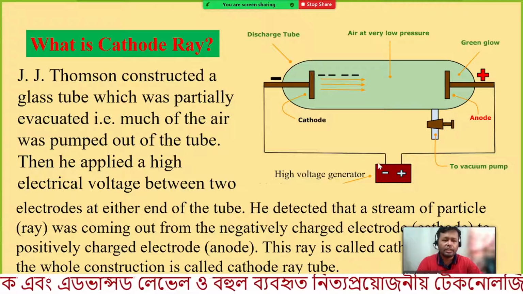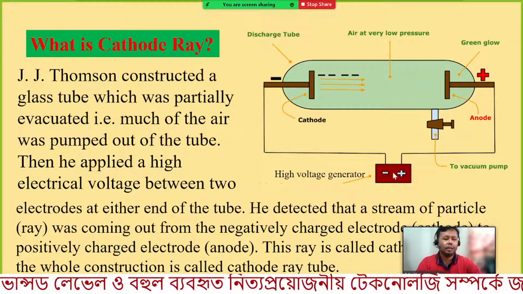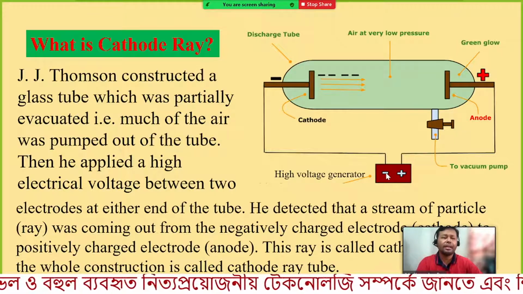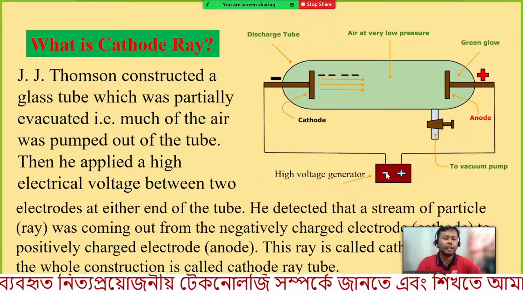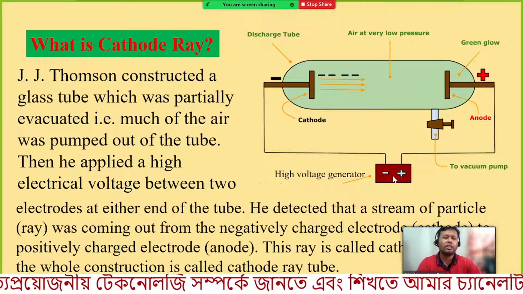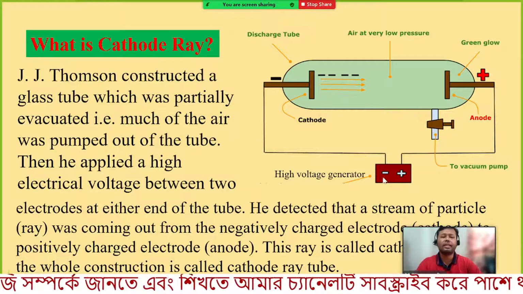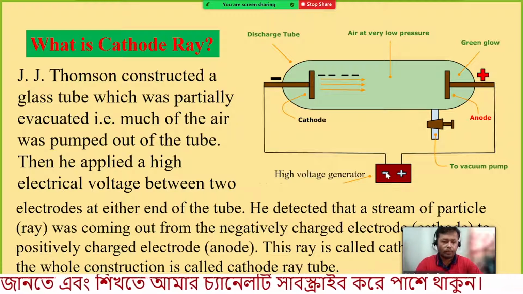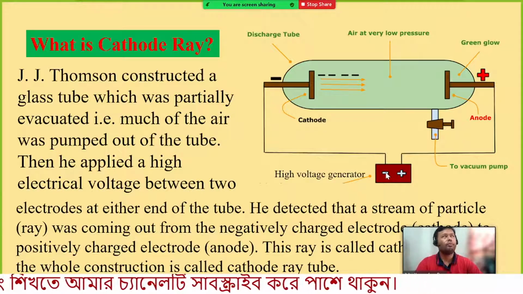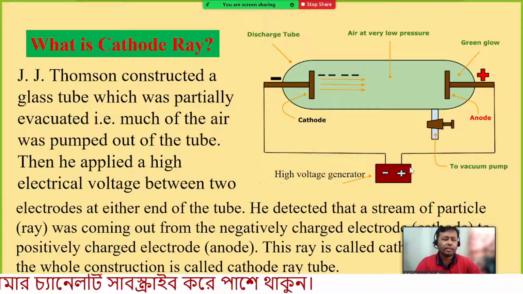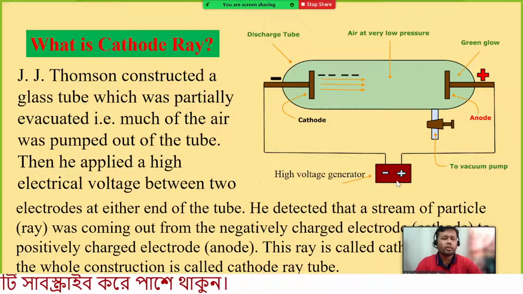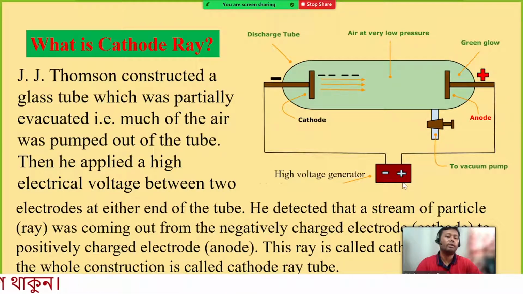This is like a battery, but with a battery or dry cell we can have only a very small potential difference. If you use one dry cell, normally one dry cell can have just 1.5 volts, but with different types of high voltage generators we can have a very high potential difference.